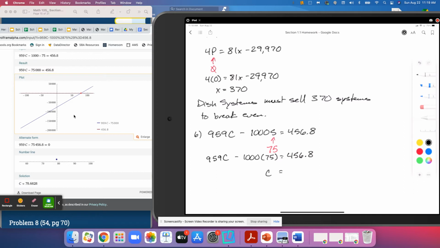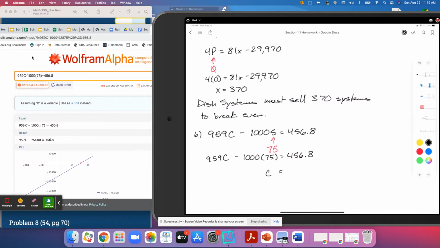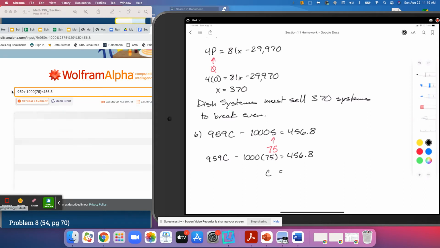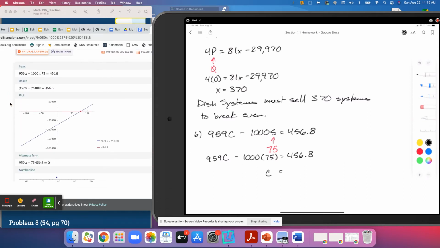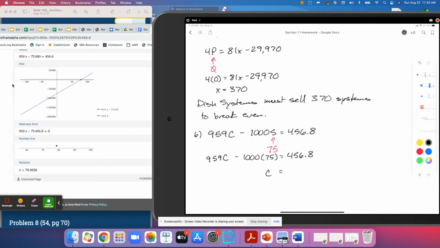So we've got C. And in this instance, folks, I want to show something. I could change that C to an X, and it would take that warning that Wolfram is giving me, that it's kind of confused about what I'm asking it, away. So you'll see that that disappeared. And my solution is still the same, 78.6828.